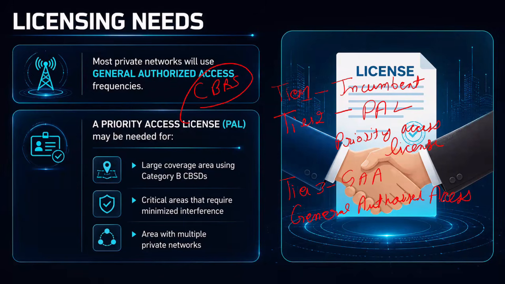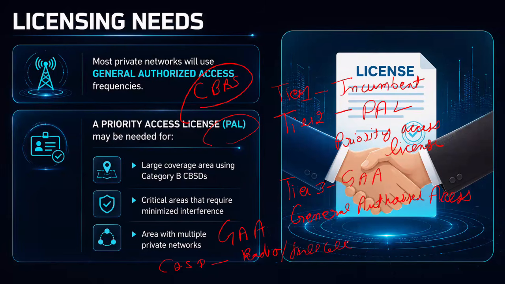But in real life, for many enterprise private LTE or private 5G deployments, generally we use GAA because we don't have to spend money on the PAL. But this doesn't mean that we can simply select any CBRS frequency and start transmitting. The CBSD. Anybody, what is CBSD? We have discussed in the last class. Yeah, CBSD is Citizen Broadband Service Device. So in CBRS, we call a radio or small cell a CBSD.